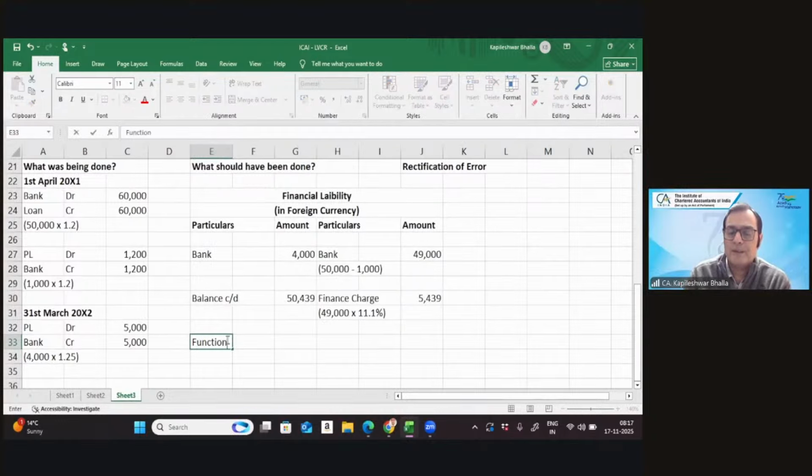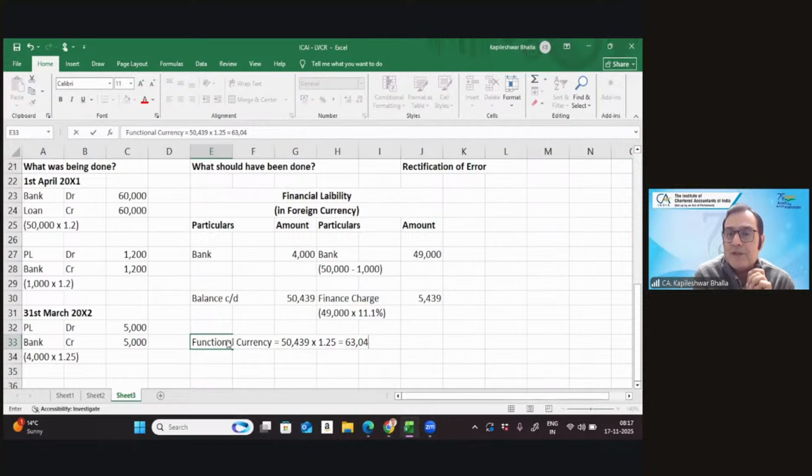So we're going to convert this in terms of the functional currency. And this is going to be 50,439. And I guess the average and the closing rate was 1.25. So multiply this with 1.25. I think this works out at a total of 63,049 approximately. Wow.